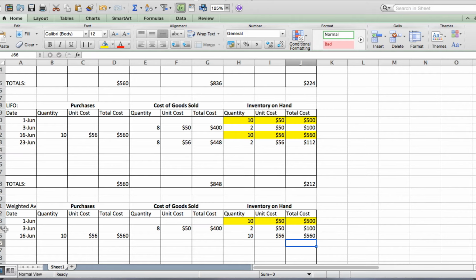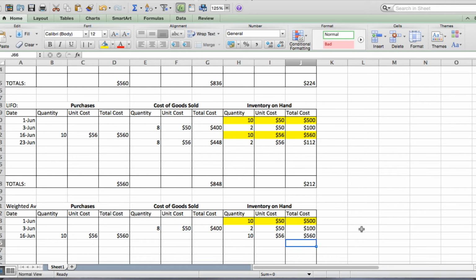Okay, and again, this is now where we're going to get a little bit different. As soon as we have inventory in stock that has 2 different values, under the weighted average method, before we make any sales, we need to average those out. In our pool of inventory, under weighted average, we can't have 2 different costs. We need to find the average of those and use that as the unit cost.